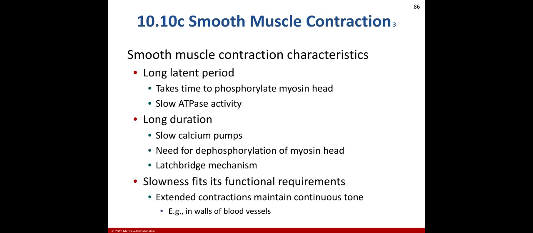That means that we have a long latent period, where it has a lot of time spent to phosphorylate that myosin head. So we've got very slow ATPase activity. We have long duration. We've got slow calcium pumps. And this slowness is going to fit the requirements that it needs to do, right? So it's going to extend contraction and maintain a continuous tone, like the walls of our blood vessels.